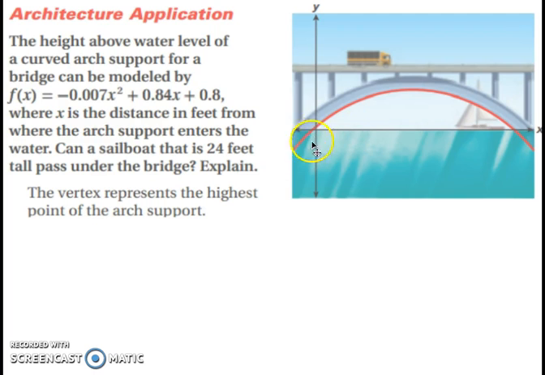So, when you have an arched bridge, the vertex represents the highest point of the arch support. So the very highest point is going to be your vertex. So you simply need to find the vertex of this function. Take a moment and try that on your own. When you return to the video, the vertex will be below.